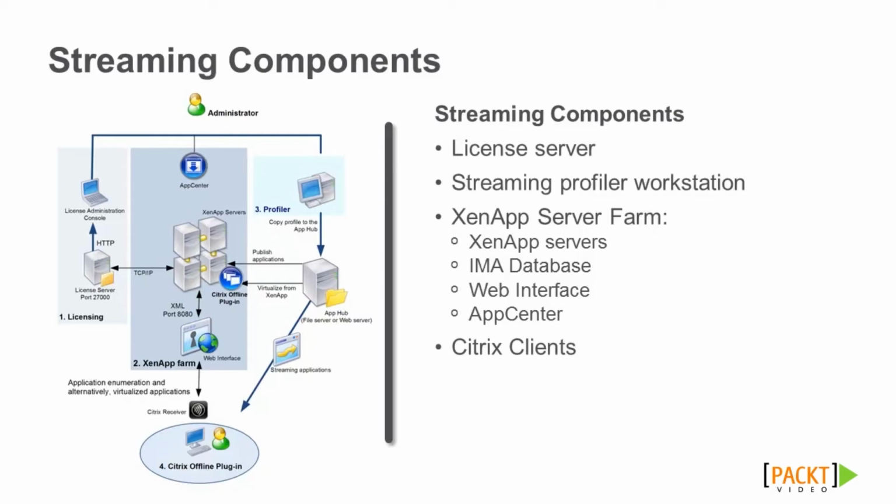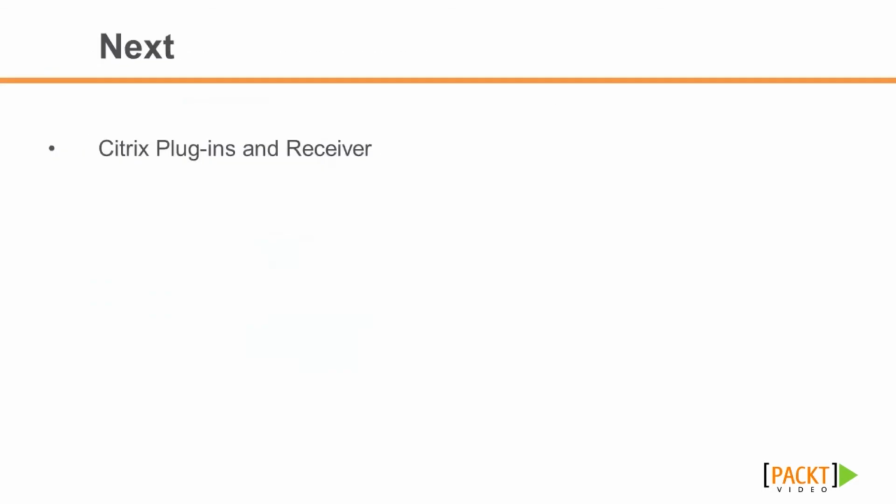The XenApp server farm consists of farm servers, the IMA database, the web interface, and App Center, which is used to configure and manage the server, delivery, and publish applications for streaming. And of course, you will need the Citrix clients on the user device. In the next section, we'll look at Citrix plugins and Receiver.